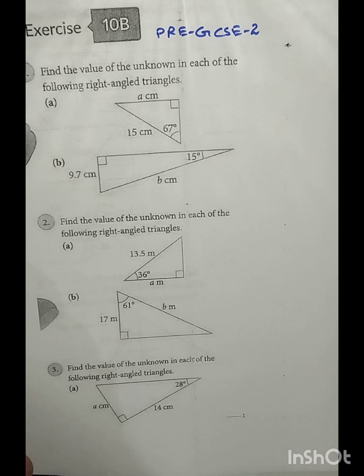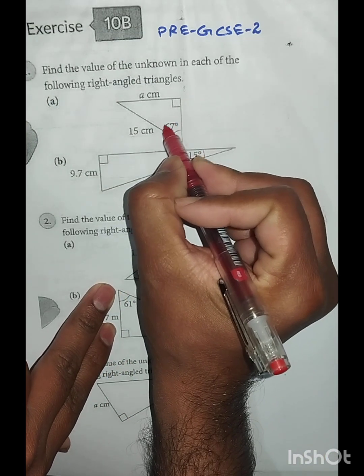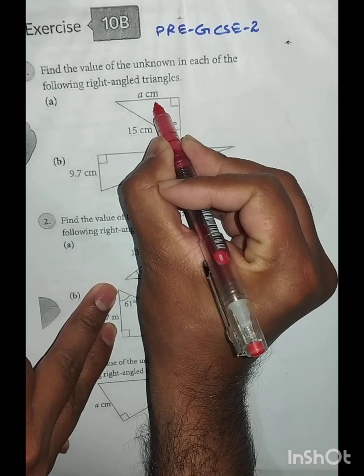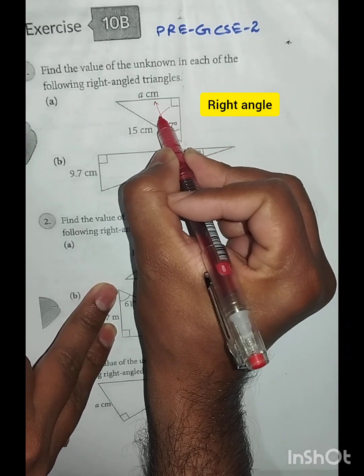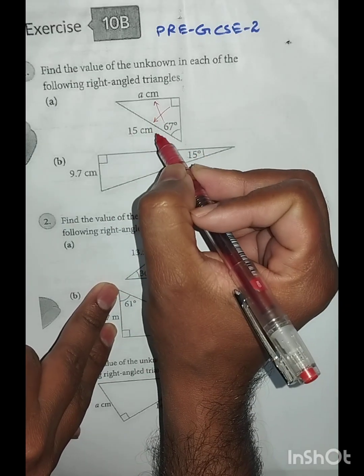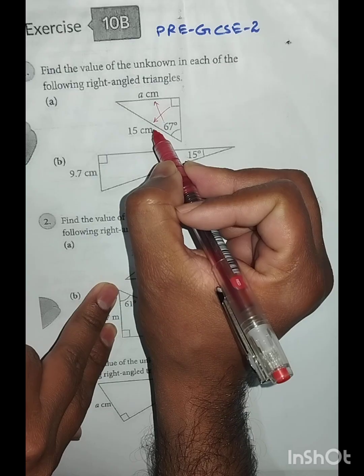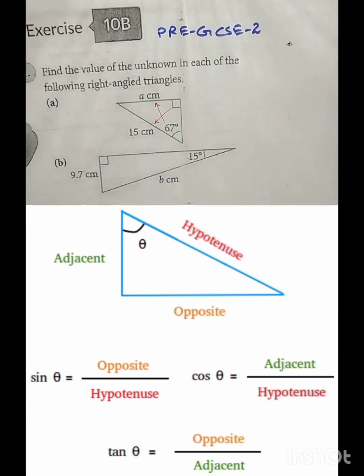Particularly, if I talk about the first question, where I am given a right triangle, I can see that we are given 67 degrees and we have to find its opposite side. Also, the hypotenuse of the right triangle is given, which is 15 centimeters. So we will see which trigonometric ratio I can apply here. I know about sine theta, cos theta, and tan theta. So let's apply the trigonometric ratio that fits this scenario.